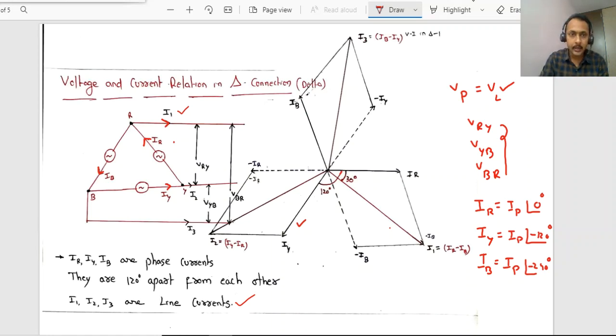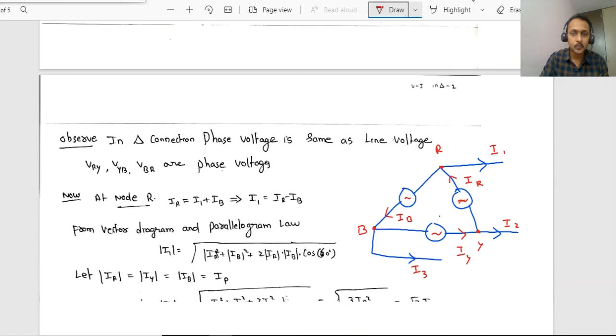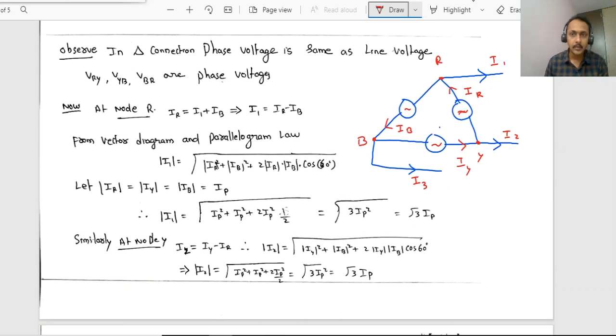For that, observe, dear students, in the delta connection, at this node point, if you apply KCL, IR is the entering current, but I1 is away from the node and IB is also away from the node. Therefore, IR equals I1 plus IB. Therefore, I1 equals IR minus IB. That is what we have done here.